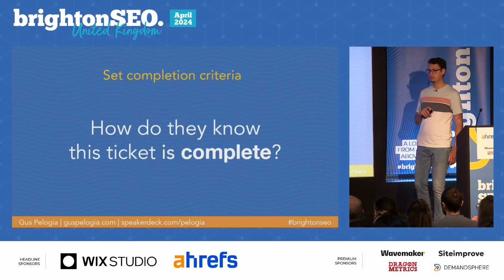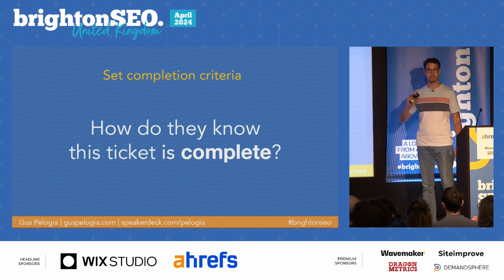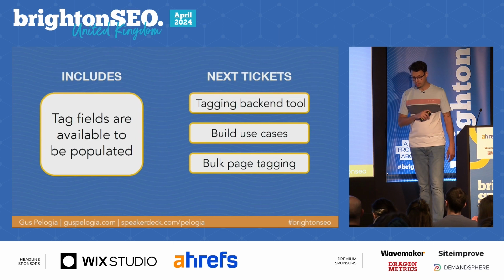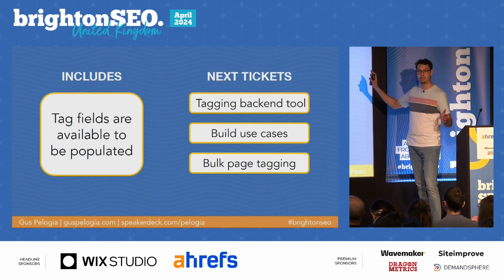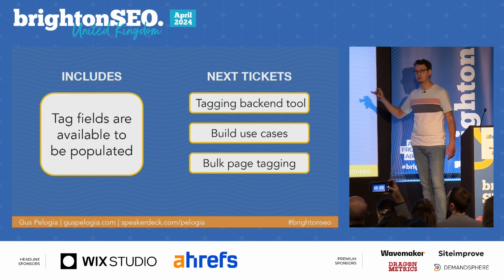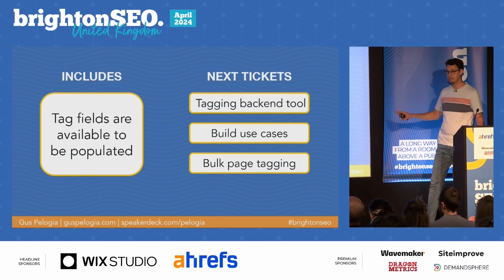And last one, how do you know this ticket is complete? How can your engineer be sure that this is done and they can move on to the next ticket? The tags are available on the CMS, that's it. They're not building the backend, they're not building use cases, they're not tagging hundreds of pages from the spreadsheet to understand them. These are all separate tasks.